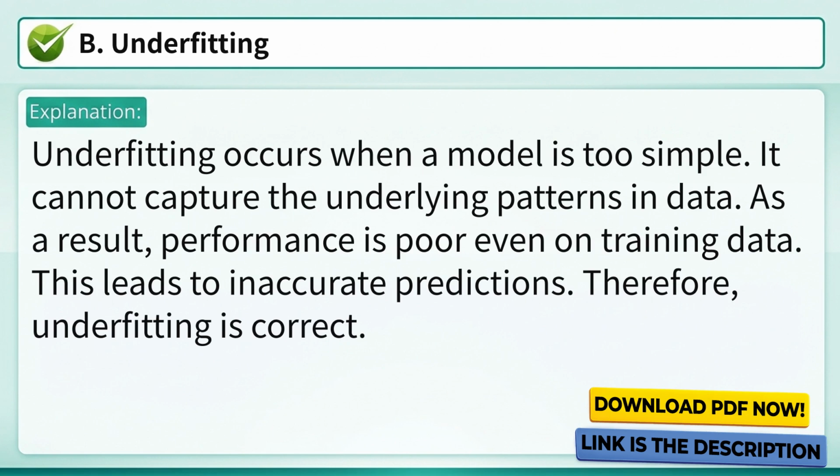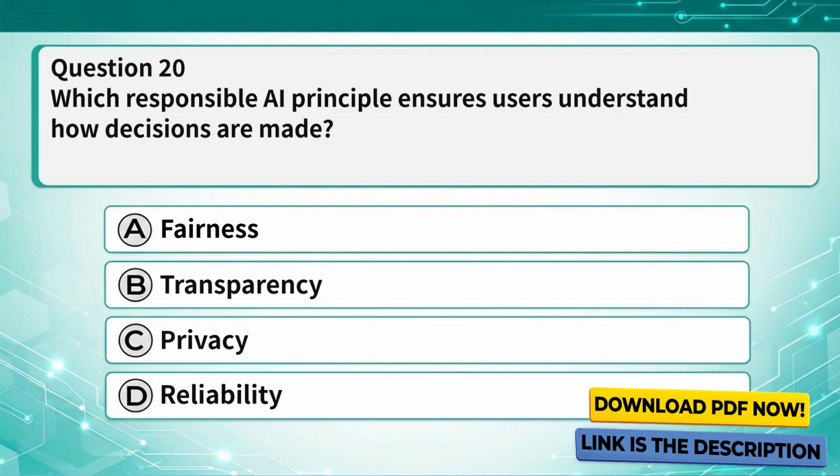It cannot capture the underlying patterns in the data. As a result, performance is poor even on training data. This leads to inaccurate predictions. Therefore, underfitting is correct.